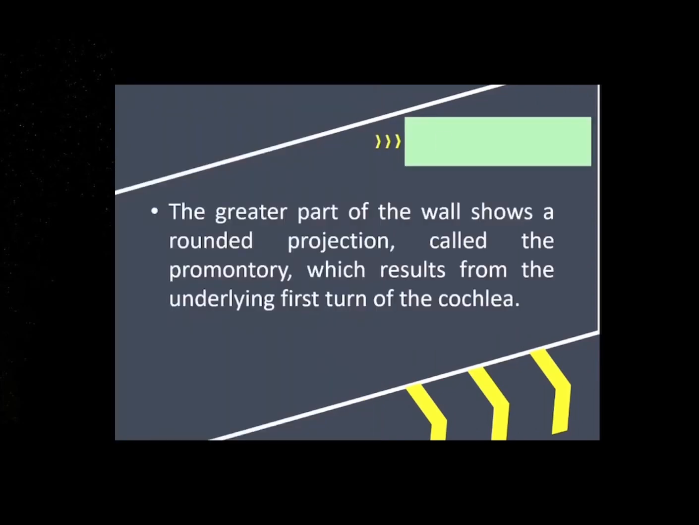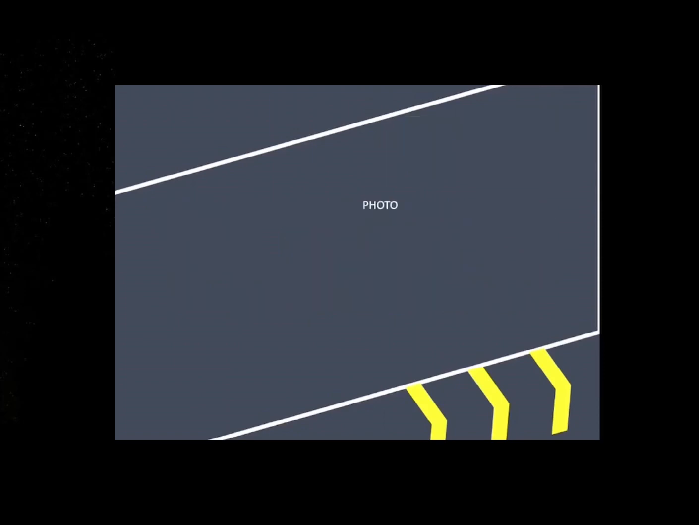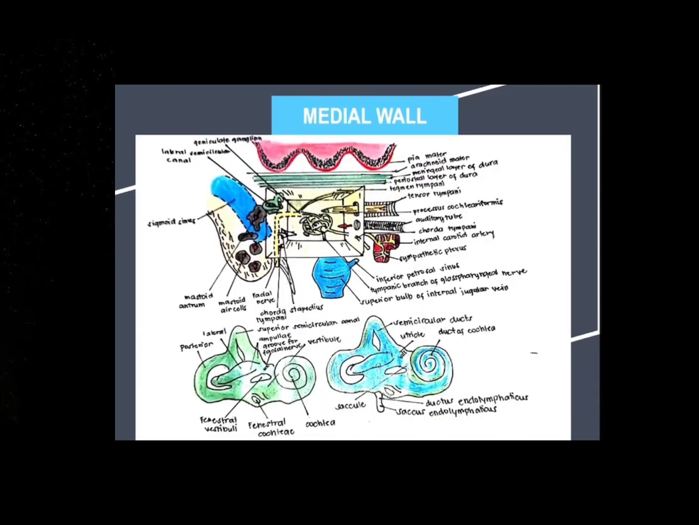The medial wall is formed by the lateral wall of the inner ear. The greater part of the wall shows a rounded projection called the promontory, which results from the underlying first turn of the cochlea. Above and behind the promontory lies the fenestra vestibuli, which is oval shaped and closed by the base of the stapes. The auditory ossicles are the malleus, incus, and the stapes.